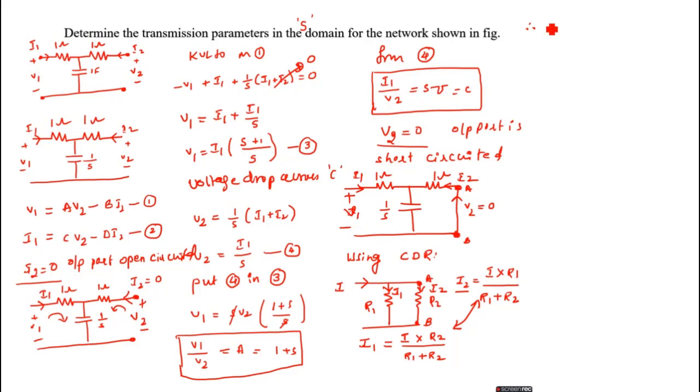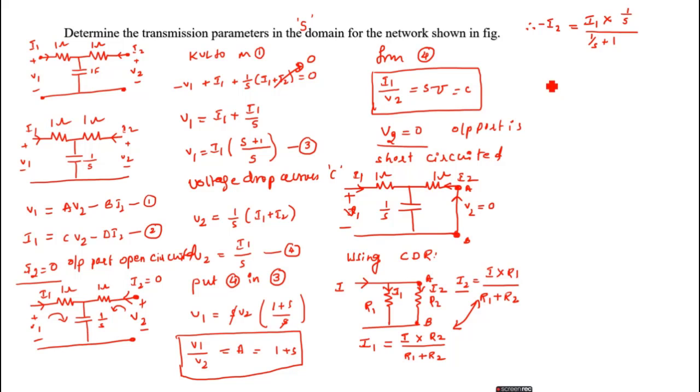Therefore I2 should be negative. I hope you got the meaning of why it is negative. You can compare these two networks here. The current direction is flowing from A to B, but here it is flowing from B to A. That's why it is a negative sign here. That equals the total current in this network, which is I1, into opposite resistance, 1 by S, divided by total resistance, 1 by S plus 1.